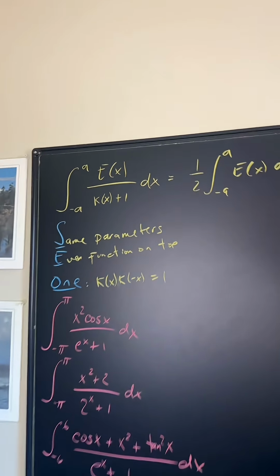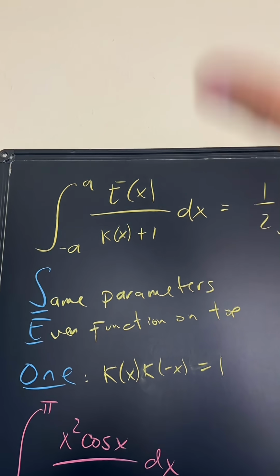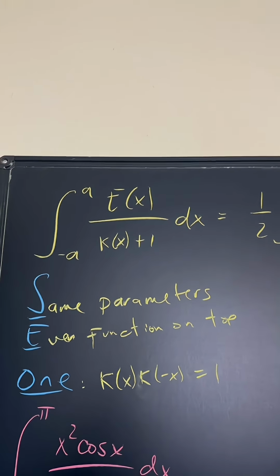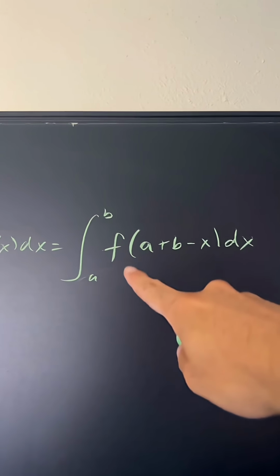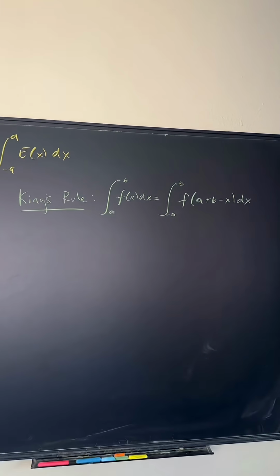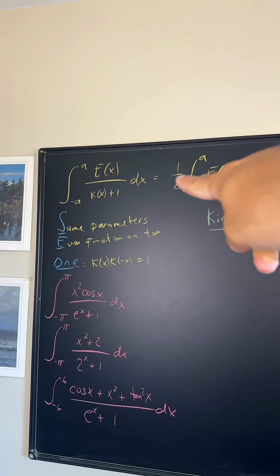to the x. Well, the first thing that we're gonna go ahead and do is we're gonna implement King's rule with this integral right here. If you have an integral from a to b of f of x, then that's gonna equal to the integral from a to b of f of a plus b minus x. This is King's rule, and that's what we're gonna apply here.